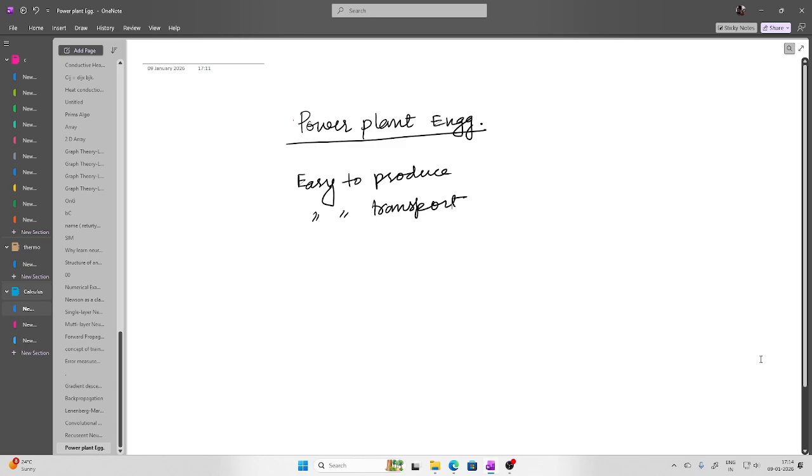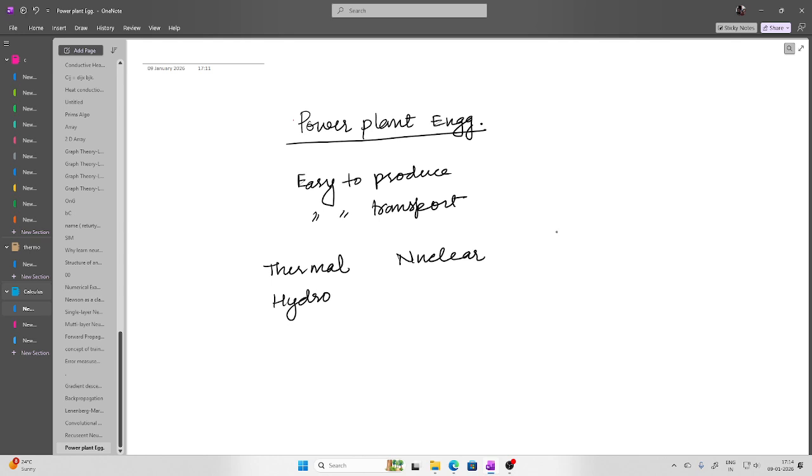In power plants, the electricity is produced in bulk. There are so many types of power plants like thermal, hydro, nuclear, and wind. Wind turbines are there. Gas turbine power plants are also there. Geothermal power plants are also there, and so many.